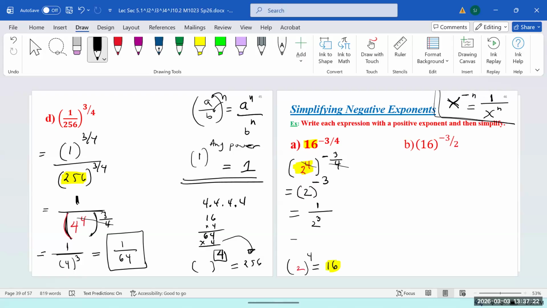And what is 2 to the 3rd? 2 times 2 times 2? 8. So it's a fraction, 8, which is 1 over 8. If you don't have the negative sign, the answer will be the whole number 8. Because of the negative sign, it's a fraction, 8, meaning 1 over 8.